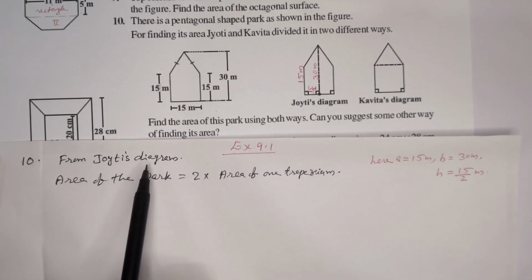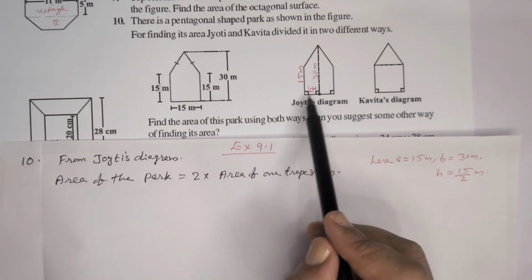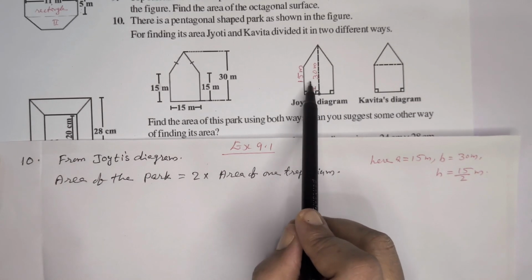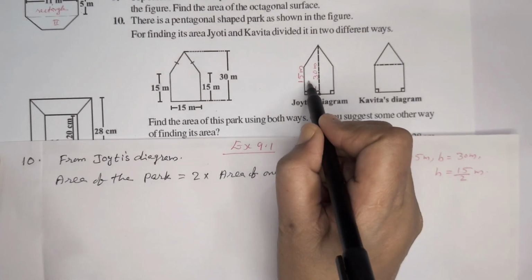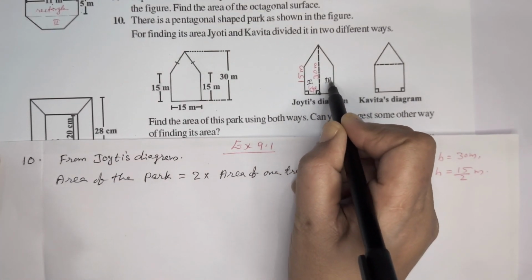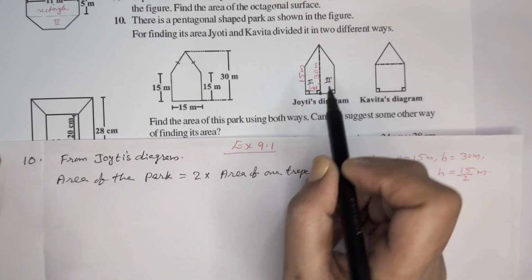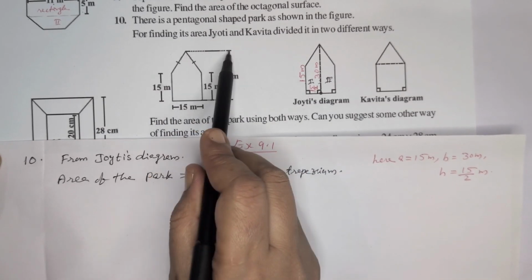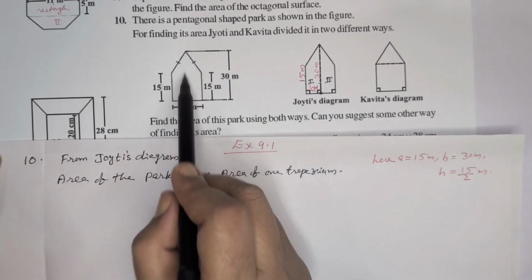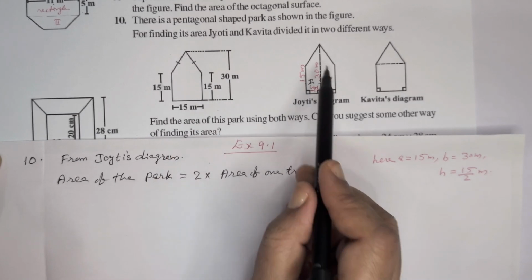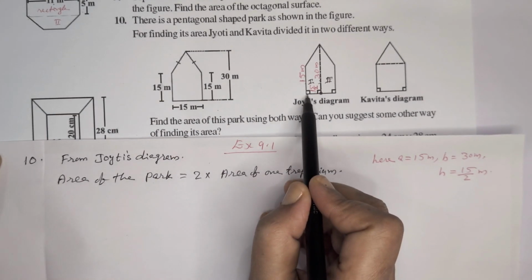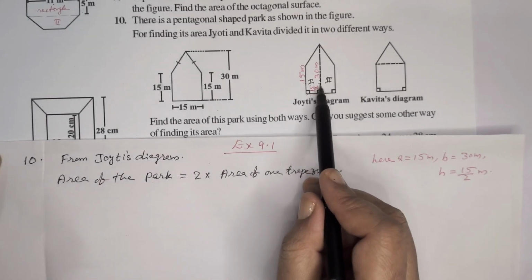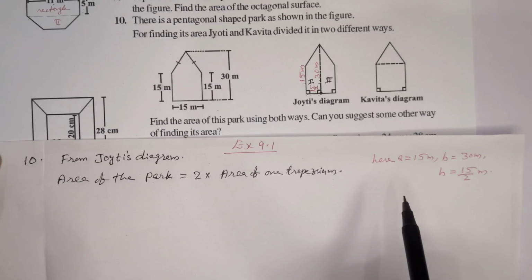First we can take Jyoti's diagram. From that diagram, area of the park is equal to, she divided that into two trapeziums. This one is one trapezium, this is the second trapezium. These two lines are parallel. So we can take a equal to 15 meter and b equal to 30 meter. Measurements are given here. This side is 15, the distance from here is 30 meter. And if we take till here, that is 15 by 2. That means the height between these two parallel lines is 15 by 2 meter.